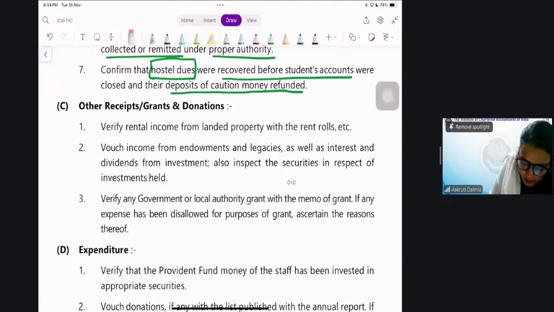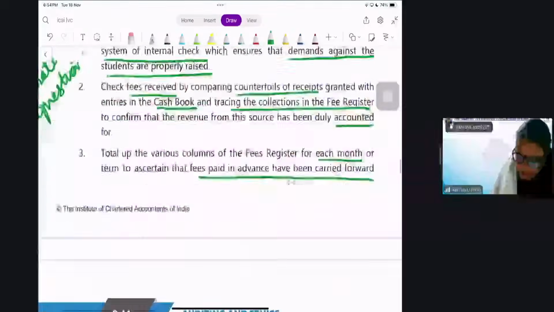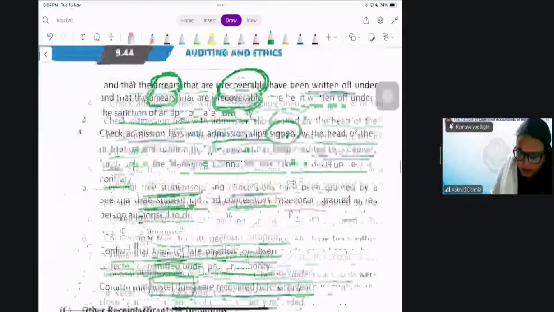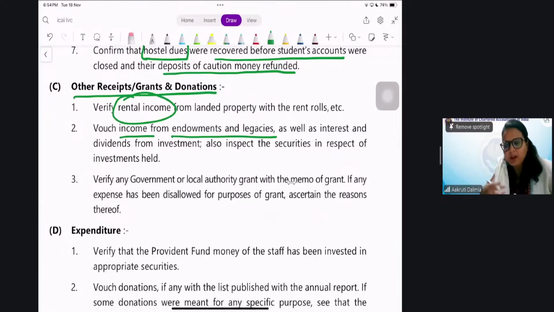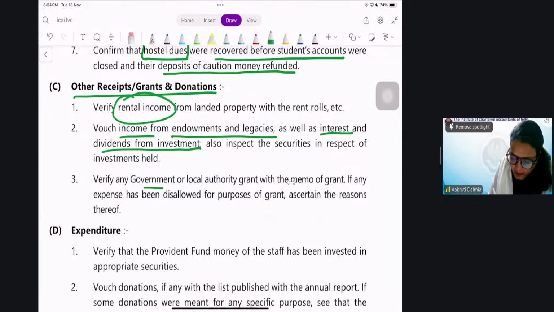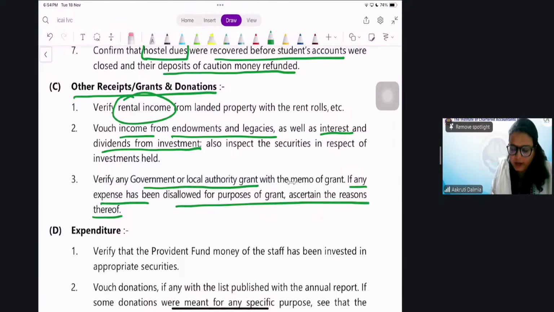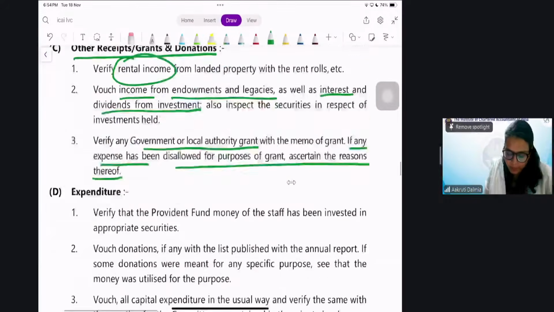Now, other receipts and grants. So we are done with this fees part. Other receipts and grants. So rental income, I already told you. Income from endowments and legacies. Endowments is similar to donation. Interest and dividends from any investments. Then any local authority grant. Then we have to see any expenses done that is not allowed. So we have to check why wrong expenses were done.